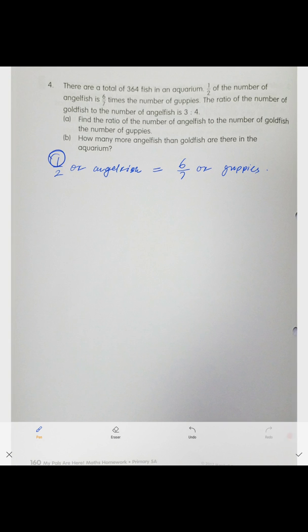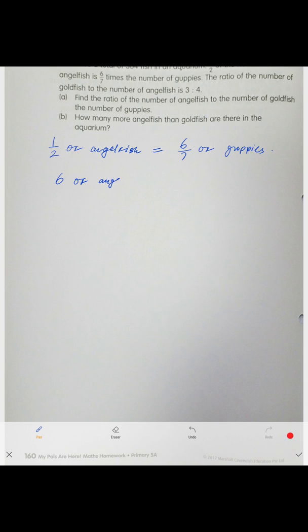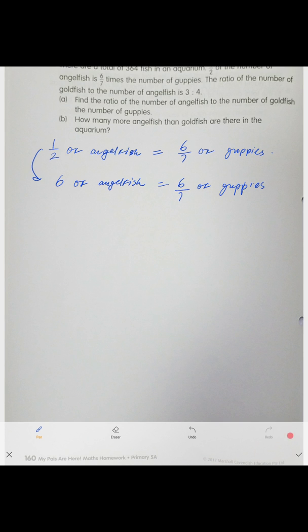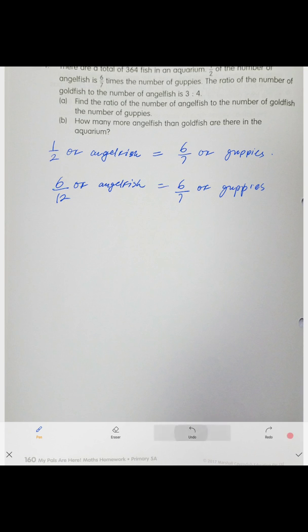This is what you do, right? But at the moment, these numbers are incomparable. This is 1 and this is 6. We need to bring them to a common numerator. 6 of angelfish, 6 of guppies, right? But we transform this fraction, so it's 1/2, which means it's going to be 6/12. Now we can work with it. This is 6 and this is 6. Now these numbers are comparable.